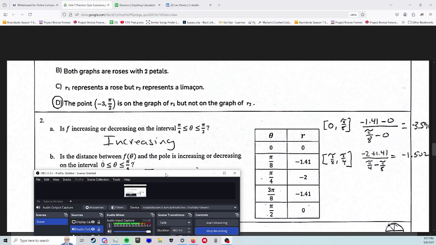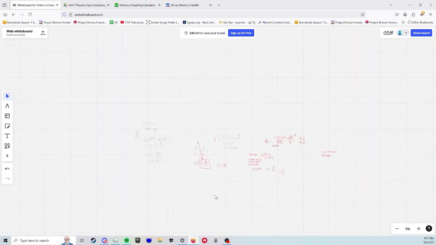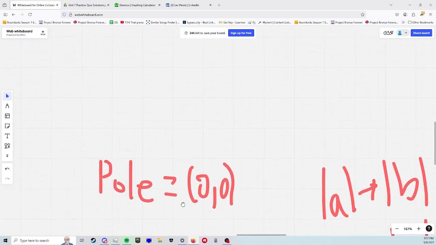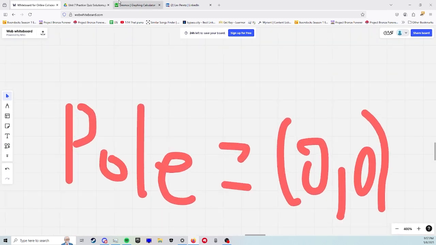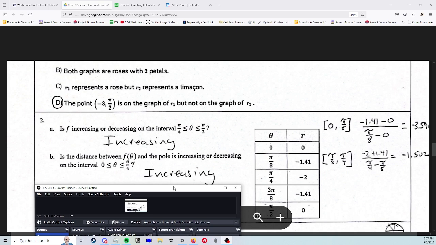The distance between the pole is increasing. The pole is 0 over 0, so distance between the pole just means as long as it's going away from the origin, so it is increasing.